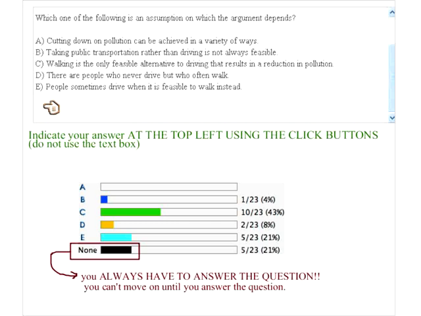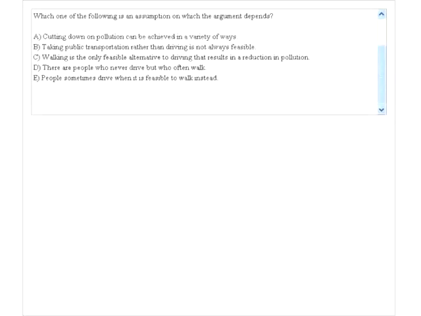Well, let's take a look at C, mostly C versus E, because those are the two most popular choices. Remember, an assumption is a statement that you absolutely need. Okay, let's take a look at C. C states that walking is the only feasible alternative to driving that results in a reduction in pollution. C says that there is no other way to reduce pollution besides walking.